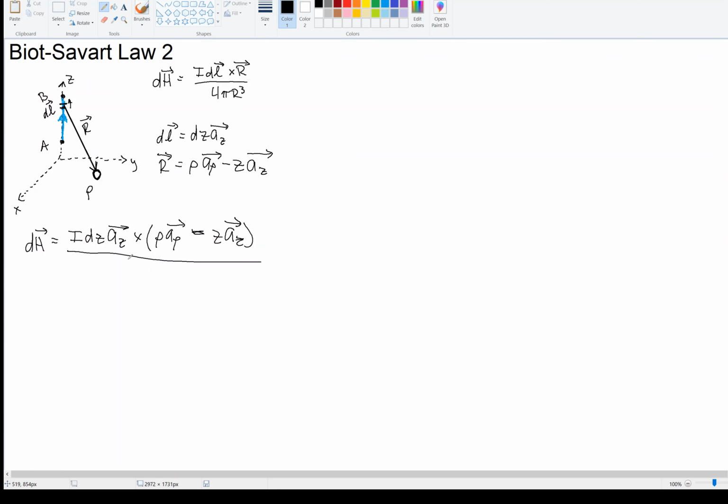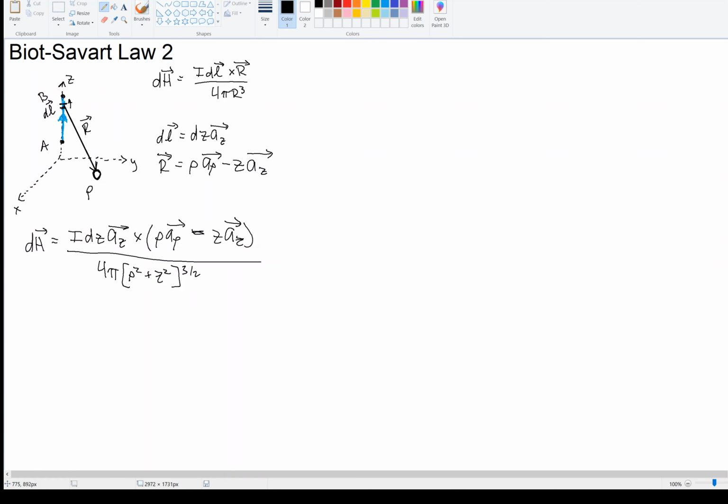Over 4 pi, and then the length of this vector r is the square root of rho squared plus negative z squared, and then I take that to the third power. That's because I have a square root and to the third power, that's like to the 3/2 power. Again, we saw something similar with Coulomb's law. So it's this now that I have to compute.